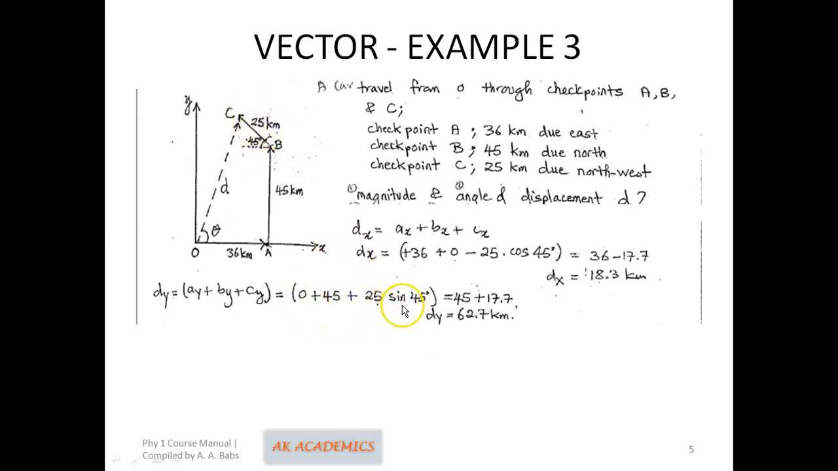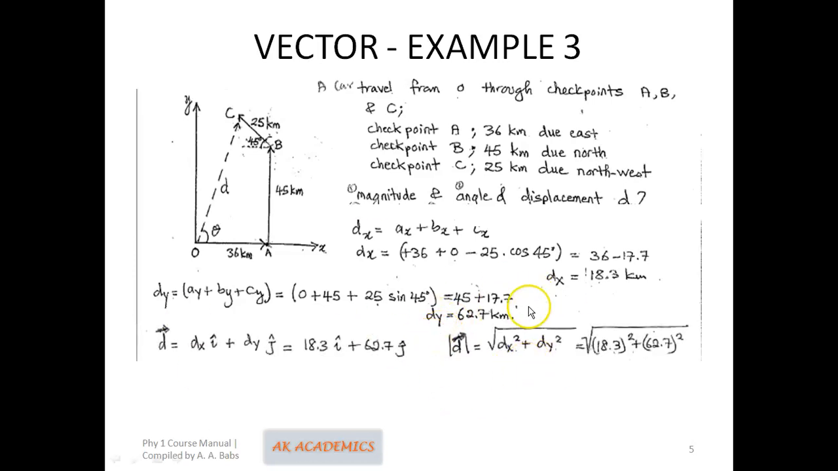The vector is 25 sine 45 degrees. From what you can see here, we are in the region of positive y-axis to the top, and the negative y-axis is to the bottom. Okay, we are right in the positive y-axis, so this remains positive, and then we have 25 sine 45 degrees here. If you multiply all these out, you obtain dy equal to 62.7 kilometers. From what you can see here, we have our dx and we have our dy.